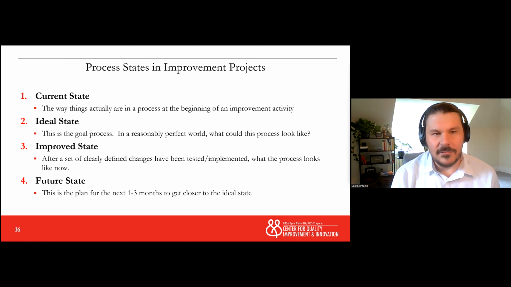And then maybe you do the future state. How do we want to get a little bit closer? In the next 1 to 3 months, how do we get a little bit closer to ideal? And then improved is after we've actually done something, what does the map look like now? Does it look exactly like our future state, or did we find some things out during our implementation or do phase that is a little bit different?